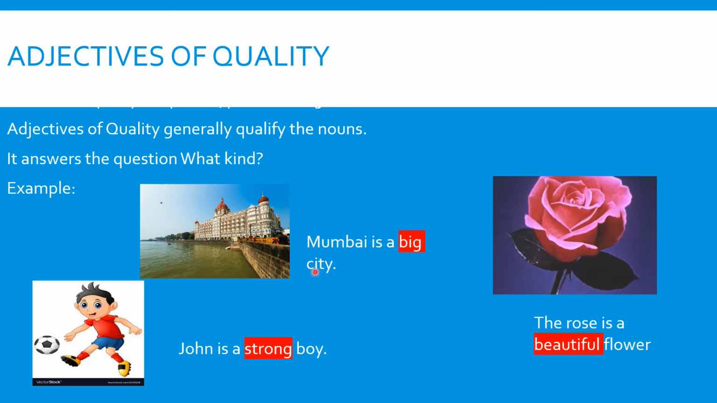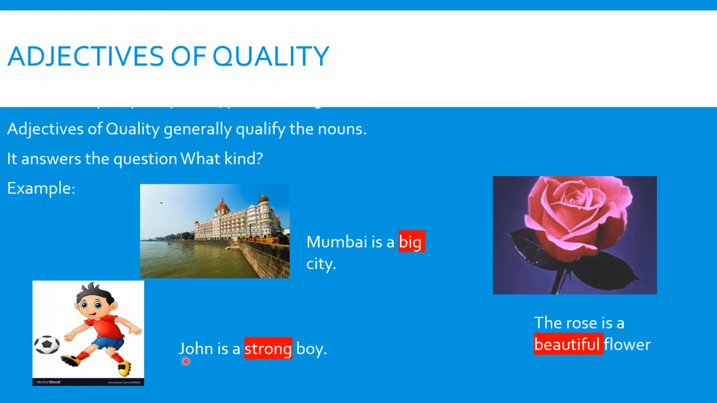Mumbai is a big city. So ask the question, what kind of city? The answer is big. It is qualifying the noun city. It is telling us the quality of the city, big. So big is an adjective of quality. Look at the next example. The rose is a beautiful flower. So the noun is flower. What kind of flower? Beautiful. So beautiful is the adjective of quality. It qualifies the noun flower.